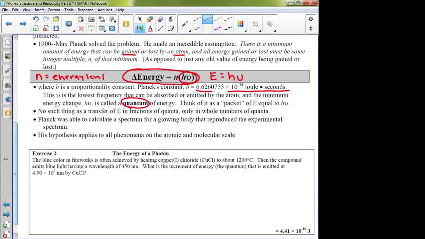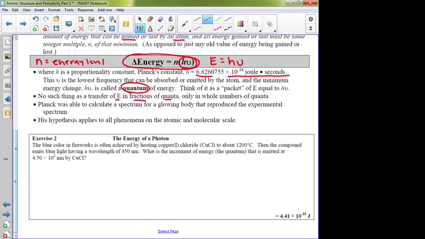Keep in mind there's no such thing as transferring electrons in fractions of the quantum. A quantum is that minimum amount of energy that has to be gained or lost. There's no such thing as transferring just a fraction of the energy. We either transfer all of it or none of it. We don't transfer it in fractions.